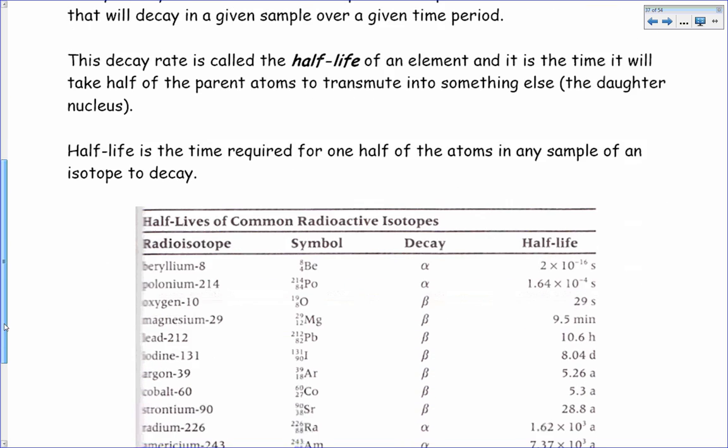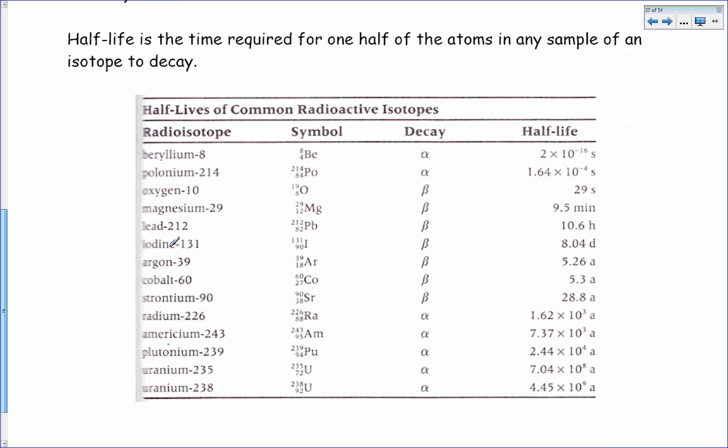This is just a chart from an older physics textbook that I had that has half-lives of common radioactive isotopes. You can see that there's a vast difference in half-lives here, right? Beryllium-8 and polonium-214 and oxygen-10. The beryllium and the polonium have very, very quick half-lives, especially the beryllium, like times 10 to the negative 16 seconds. That's like the blink of an eye or less than that. Oxygen's a more reasonable time, and then you get up to things like uranium-238, which has a half-life of 4.45 times 10 to the 8 years, right? A means annum, and that's just another way of saying year.